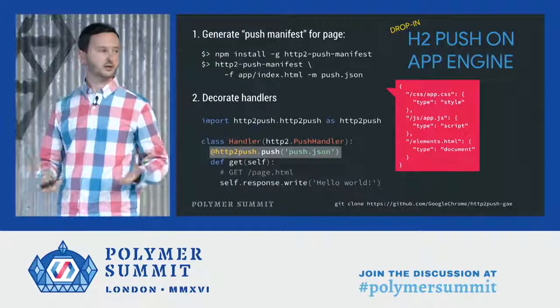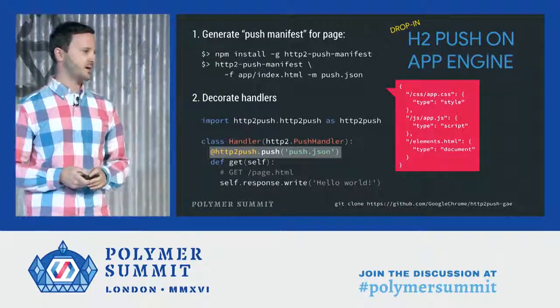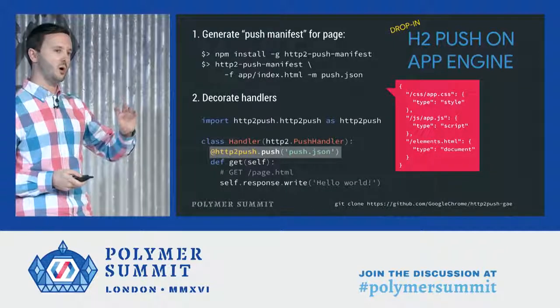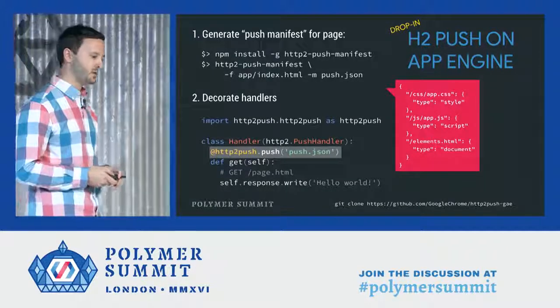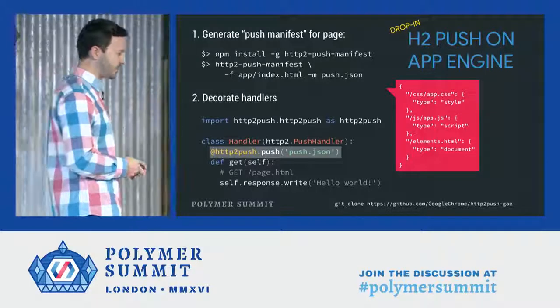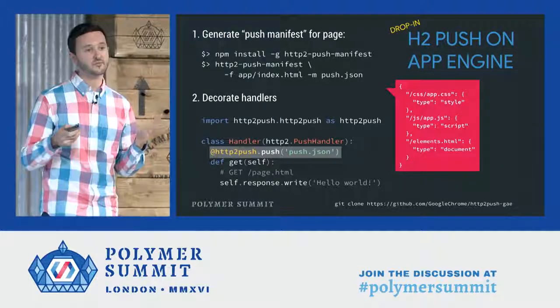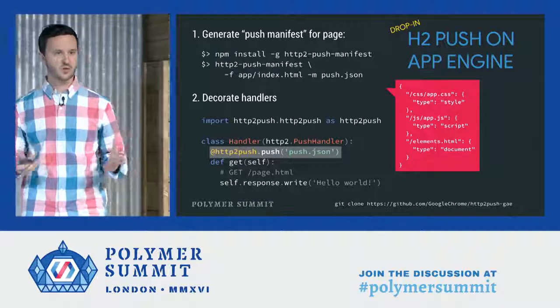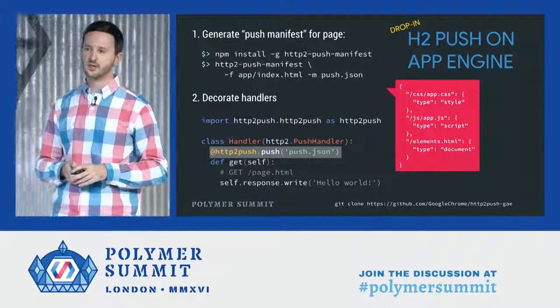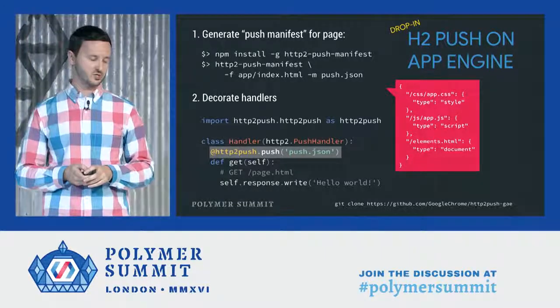So you just decorate your handlers and reference this JSON file. And what this is going to do is it's going to server push all of the resources in that JSON blob with your handler. And this is really awesome because you basically don't have to know how to construct the link header. You don't have to worry about that. You just run these 2 scripts, and you get H2 push for free on App Engine. Very cool.